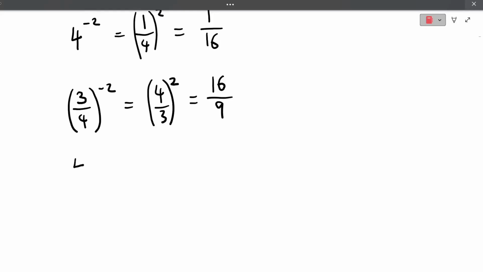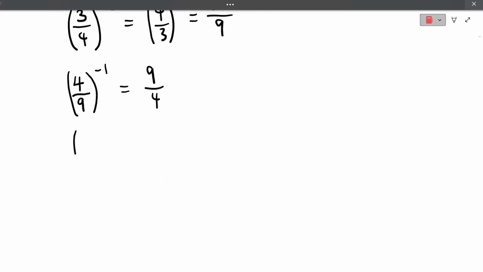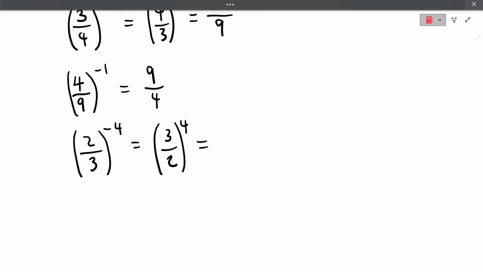Let's do a couple more. If I do 4/9 to the power of minus 1, well, that's just 9 over 4. So literally just flipping it and power of 1. Or let's go for 2/3 to the minus 4. Well, that's the same as 3/2 to the power of 4.